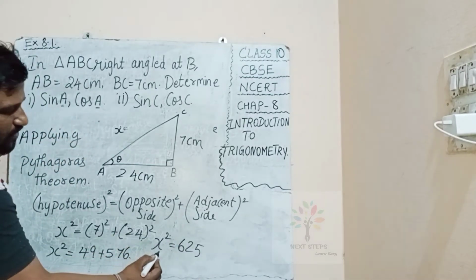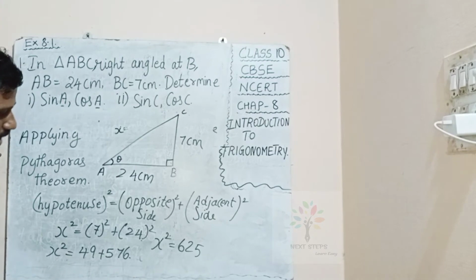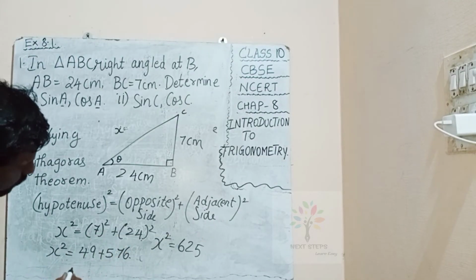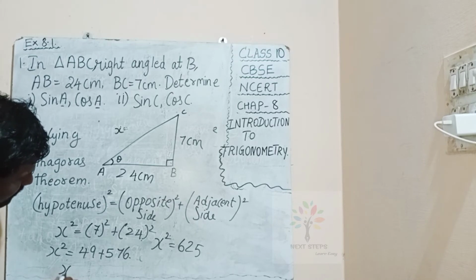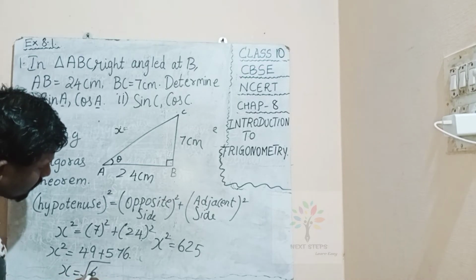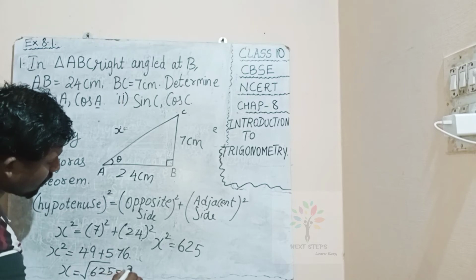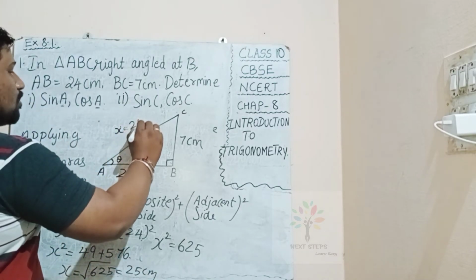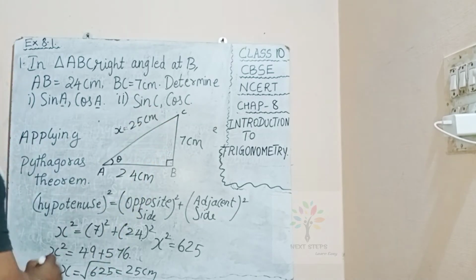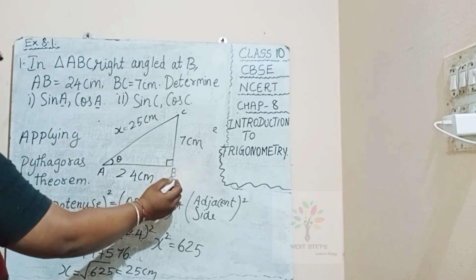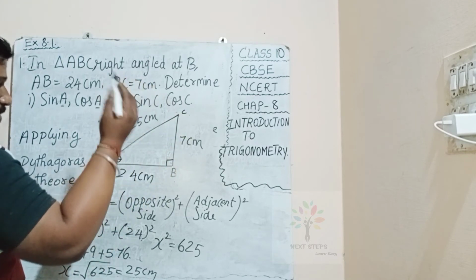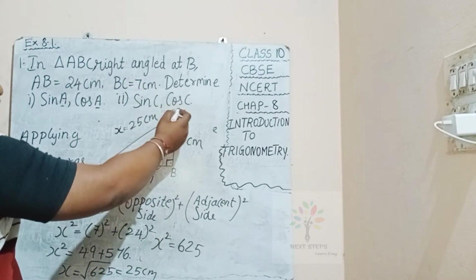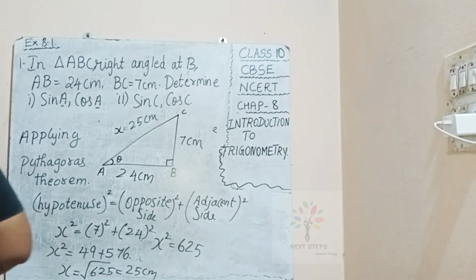What do I have to do? I have to get the value of x. So here I am taking the square root on both sides. If I take the square root, x is equal to the square root of 625, which is equal to 25 centimeter. So my x value is 25 centimeter. Now I know the values of AB and BC, which were given in the question, and I found the value of AC.